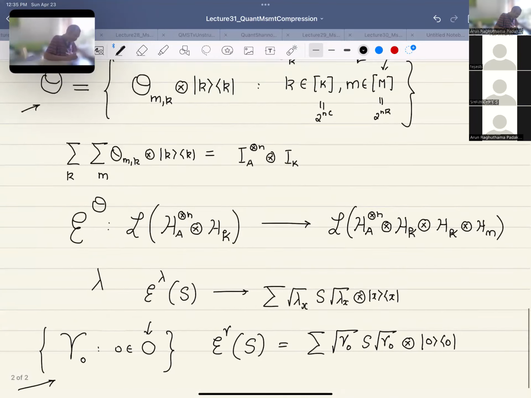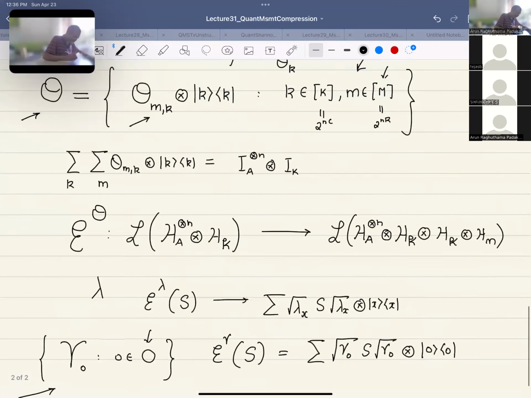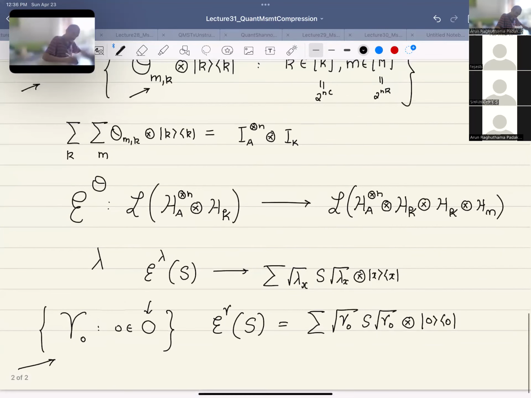Okay. So now I have a POVM with outcome set M comma K. So that O is like M comma K because this is my outcome set, right? Because every element of your POVM corresponds to an outcome. Now I've coupled the public coin and everything. So it's going to throw out K comma M. That's what this is.